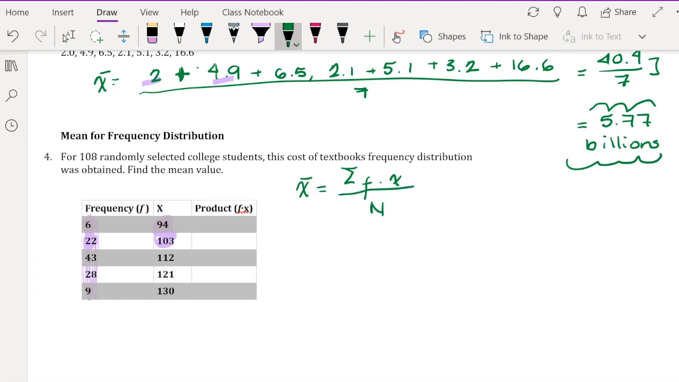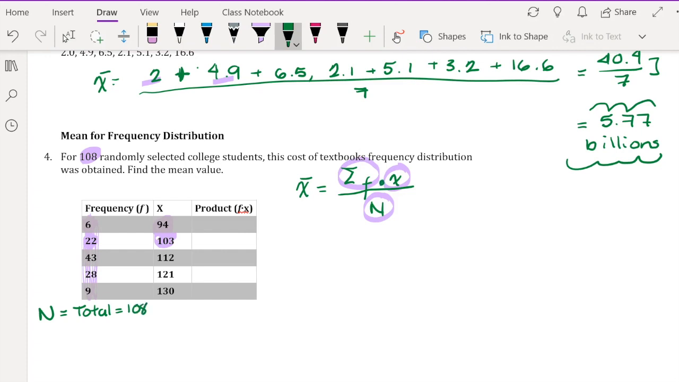So we would need the sum of the frequency times the observation, which is going to be the x, divided by the total sample size. So how would I find the total sample size? Well, there are 2 ways. There's the easy way: it's in the problem. And then there's the calculation way, where you would add the frequencies. The total would be the same as n, which would be 108.